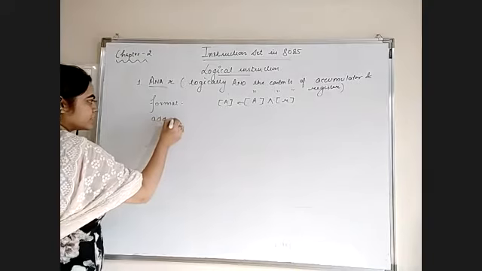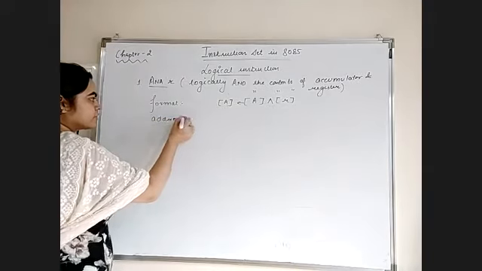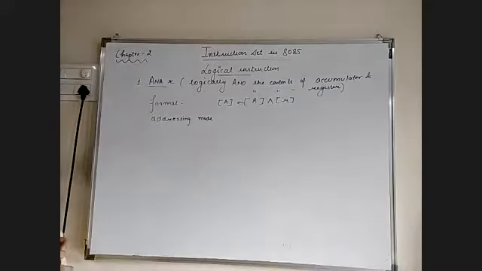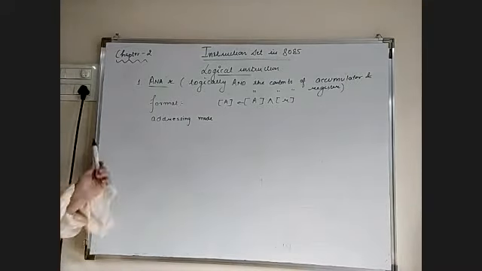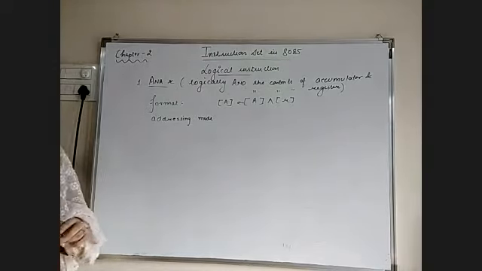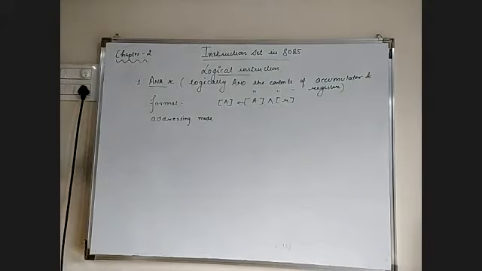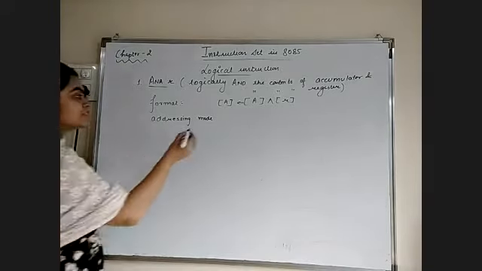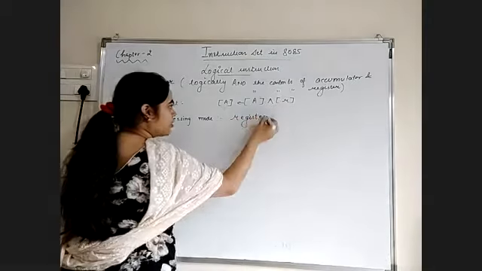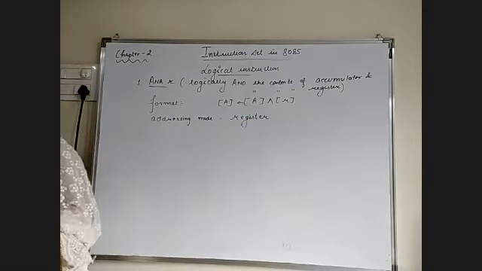So in this instruction you can see the name of the register is given on the destination side, as well as the name of the register is given on the source side also. So when we have general purpose registers on both source as well as the destination side, then we can call the addressing mode of that instruction as a register addressing mode. So this instruction falls under the category of register addressing mode.